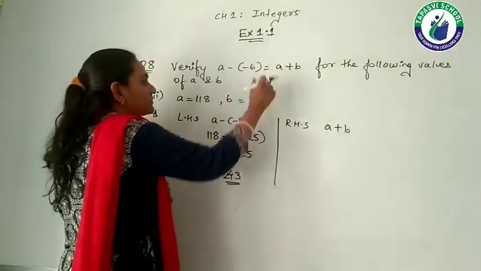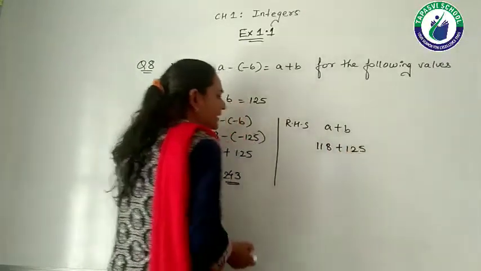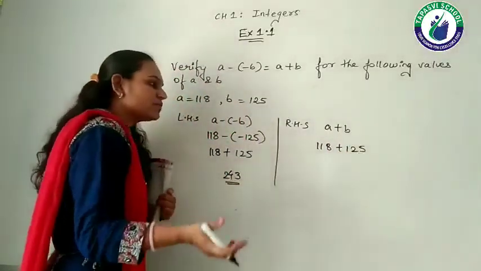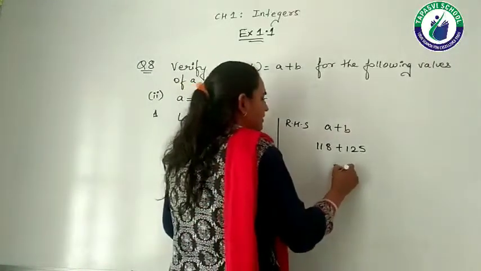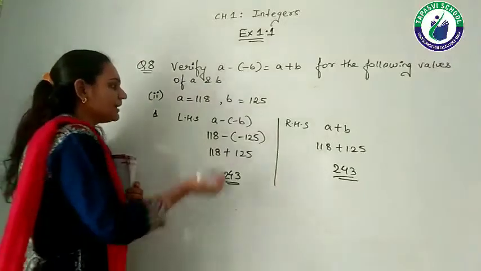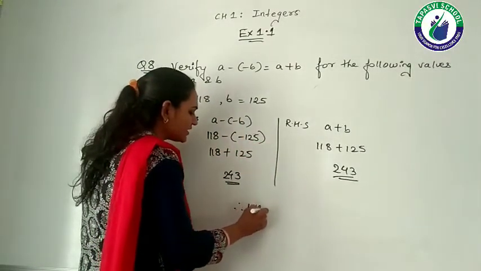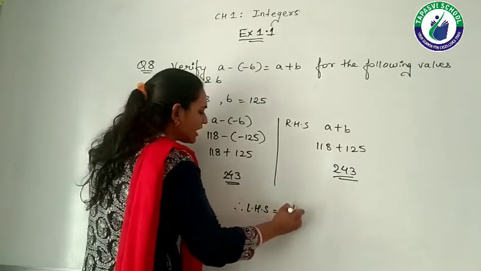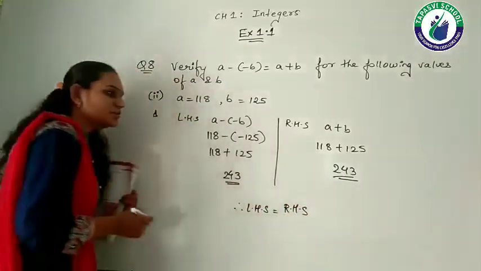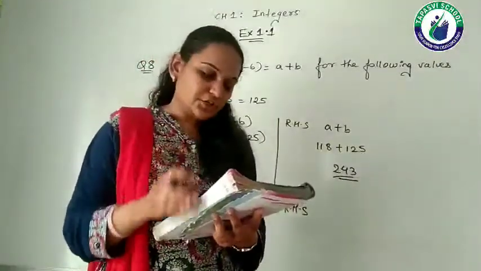So A plus B. So 118 plus the value of B, which is 125. 118 plus 125, I will be getting 243. So my left hand side is equal to right hand side. So again write LHS is equal to RHS. Done students? Any doubt? Now taking the third question.